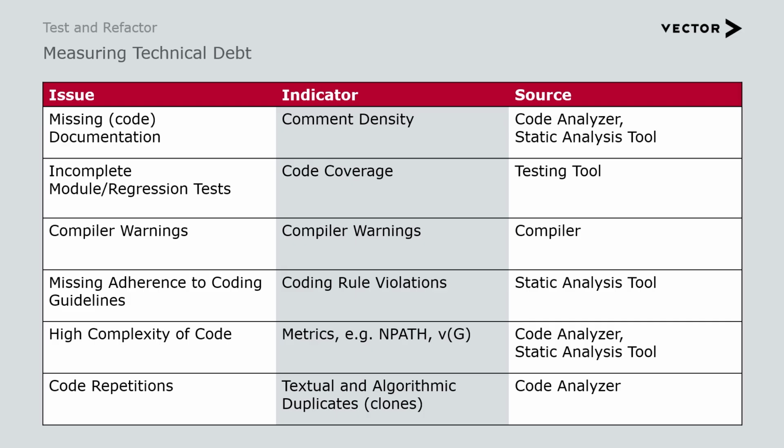For the high complexity of code, there are also metrics to measure that. For example, the NPath metric, the V of G, which is the cyclomatic complexity, and they can be measured using code analyzers or static analysis tools. And also for code repetitions, to find textual and algorithmic duplicates, clones in the code, we can use a code analyzer. So basically it's just three tools that we need here: something to test, something to analyze code findings, and something to measure some metrics of the source code.